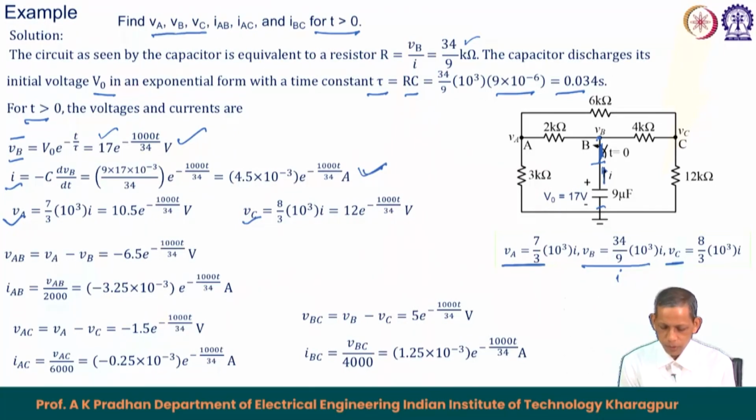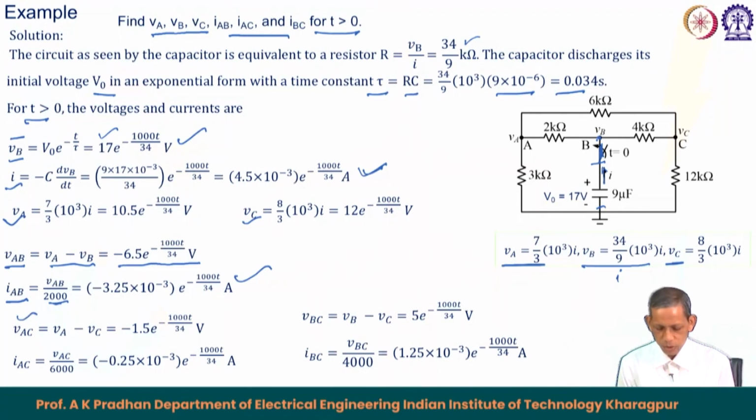Now, we have V A, V B, V C. To get the branch currents I A B, I A C, I B C, we need to find V A B. So, V A B equals V A minus V B from these two expressions. We got it to be minus 6.5 e to the power minus 1000 t by 34. Then I A B equals V A B divided by 2000, because current through the resistance follows Ohm's law, so V A B divided by 2 kilo ohm. So, we got the corresponding expression for I A B.